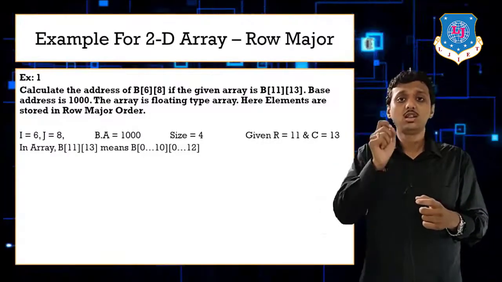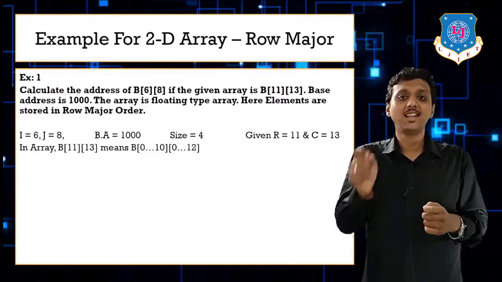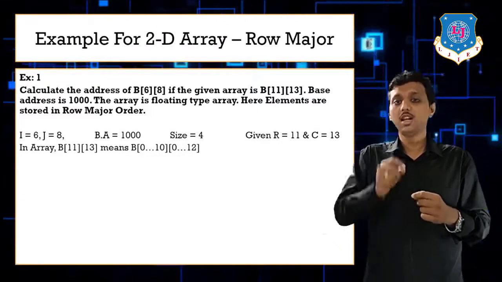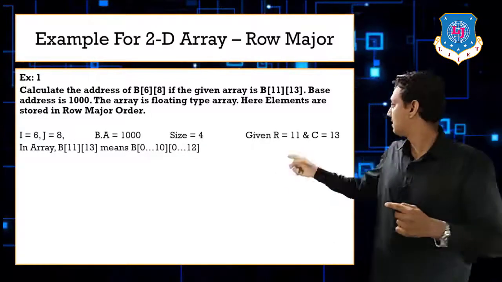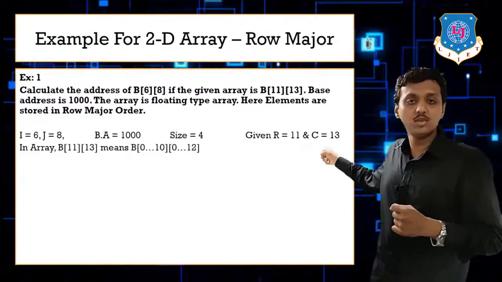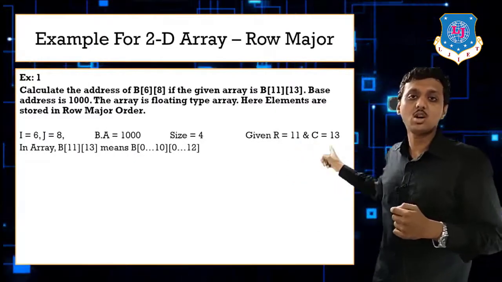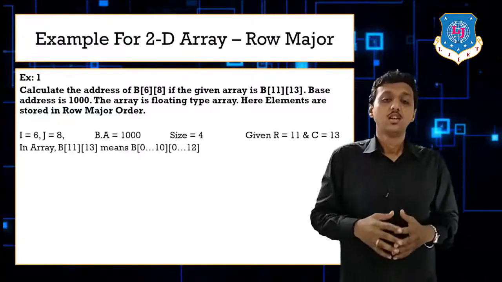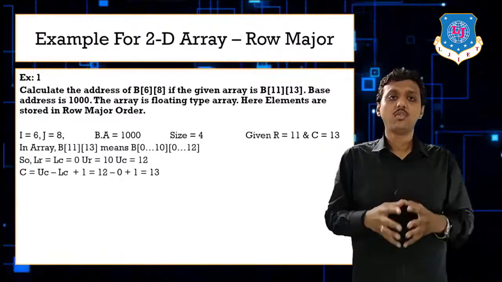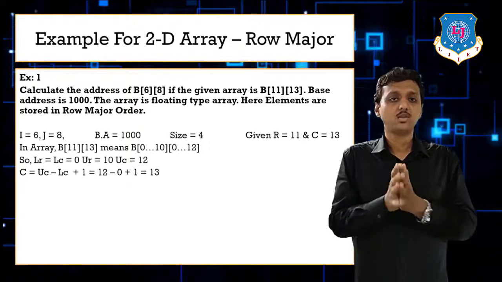So here the total number of rows is 11. That's why indexes should be from 0 to 10. See, B of 0 to 10 and B of 0 to 12. This is the range of rows and columns. Now let's see what's next. Students, what do we need to find out? We just need to find out the address.